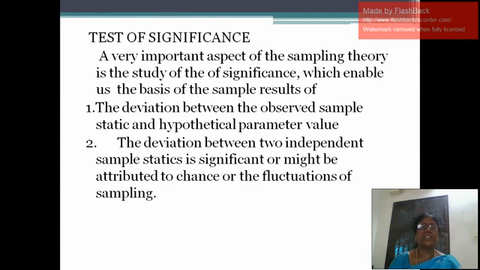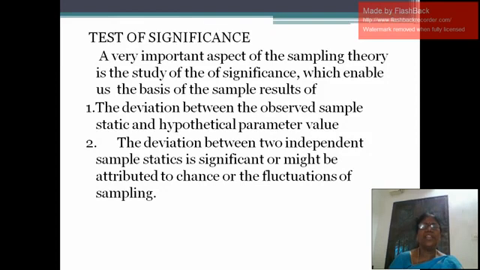Test of significance. A very important aspect of sampling theory is the study of significance, which enables us to find out on the basis of the sample results, the deviation or the difference between the observed sample statistic and the hypothetical parameter value. Here the observed sample statistic is by observation we are getting a value. For example, we can have it as a mean, whereas the hypothetical parameter is by assumption we will be assuming some value as the mean.